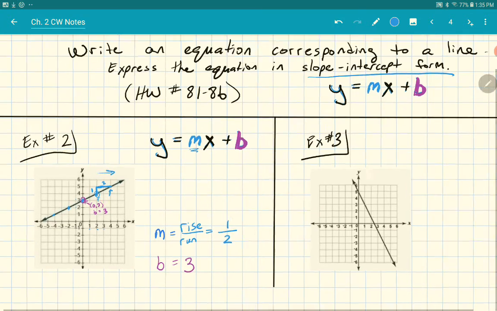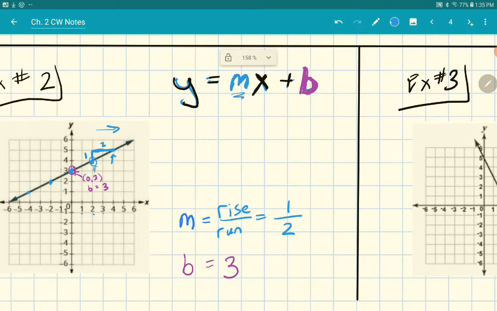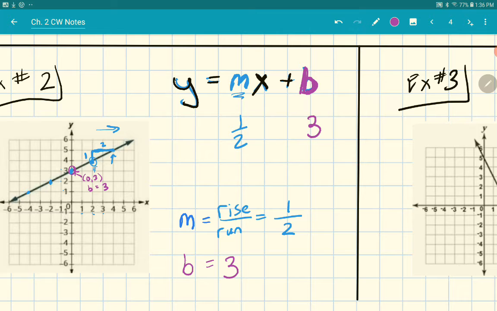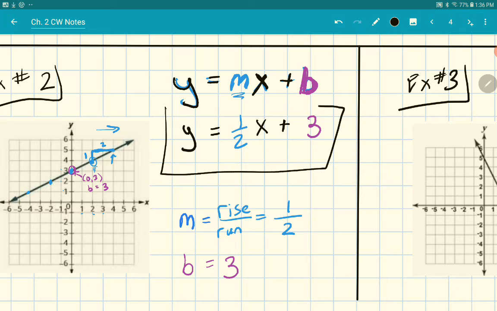So now I have the m and the b, so I can plug that straight in: m is 1/2 and b is 3. Everything else in that equation is generic, just listed as a variable. It's a positive 3, so my plus sign is fine for my final answer. And there we go.